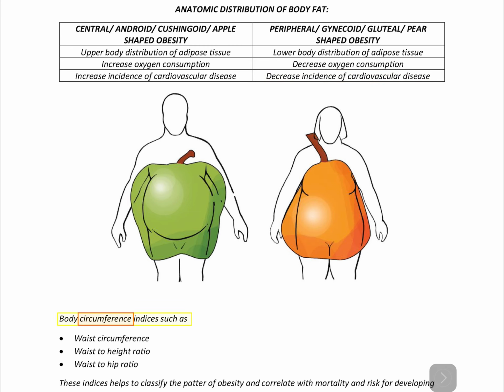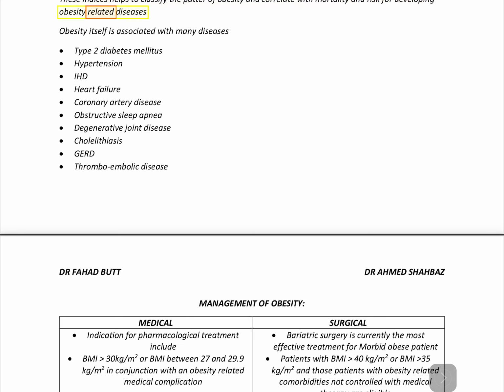Body circumference indices such as waist circumference, waist to height ratio, and waist to hip ratio help to classify the pattern of obesity and correlate with mortality and risk for developing obesity-related diseases. Obesity itself is associated with many diseases: type 2 diabetes mellitus, hypertension, IHD, heart failure, coronary artery disease, obstructive sleep apnea, degenerative joint disease, cholelithiasis, GERD, thromboembolic disease.